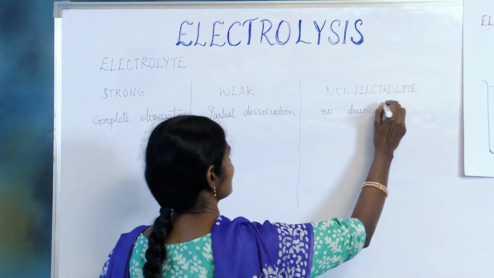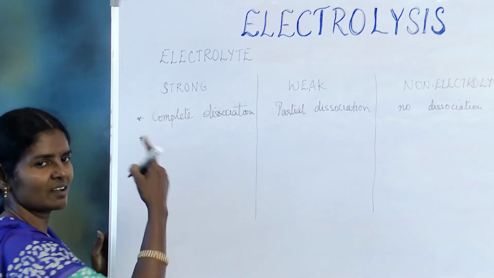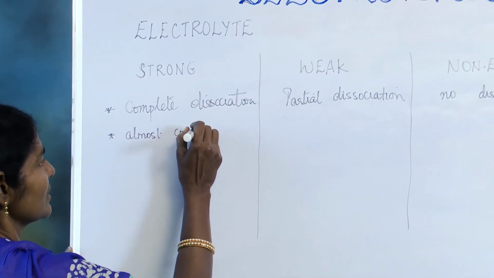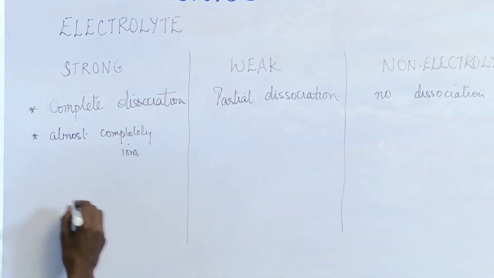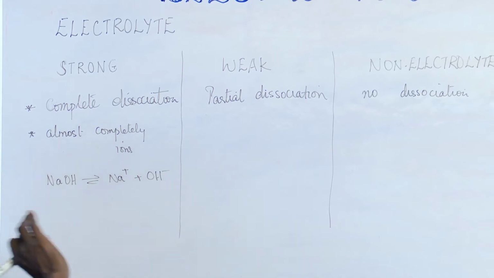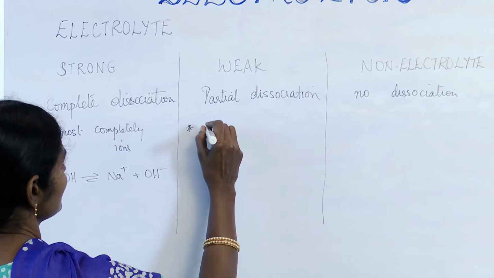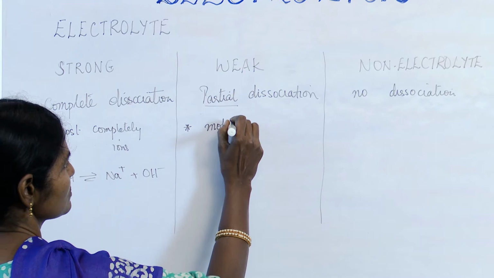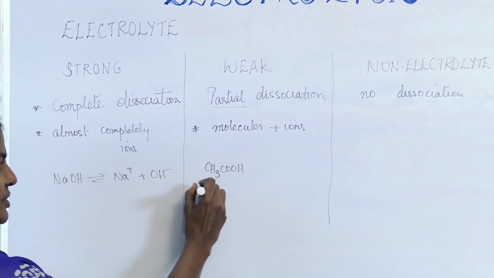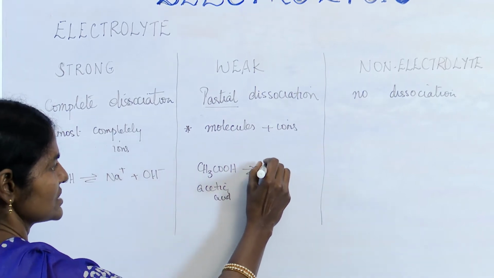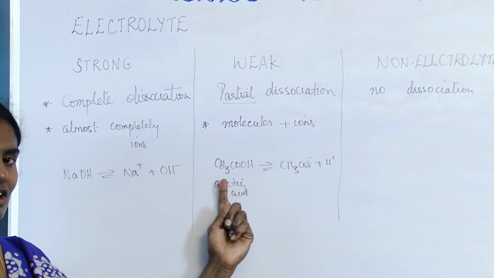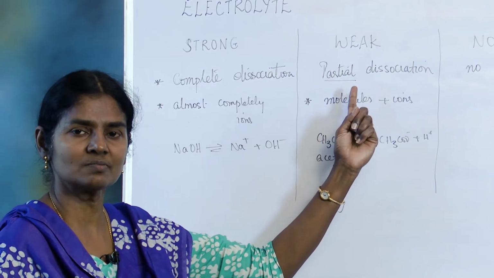So that is the first thing that we learn. The second point is, what is it breaking down into? Again, going back to our definition, it breaks down into ions. So this is almost completely ions. For example, if you take sodium hydroxide, it breaks down into Na plus and OH minus. So these are completely ions. Here it is partial, therefore you have molecules and ions. When you take an example like acetic acid, it breaks down into acetate ion and hydrogen ion. But you will also have acetic acid molecules, acetate ion and hydrogen ion. That is called partial dissociation.